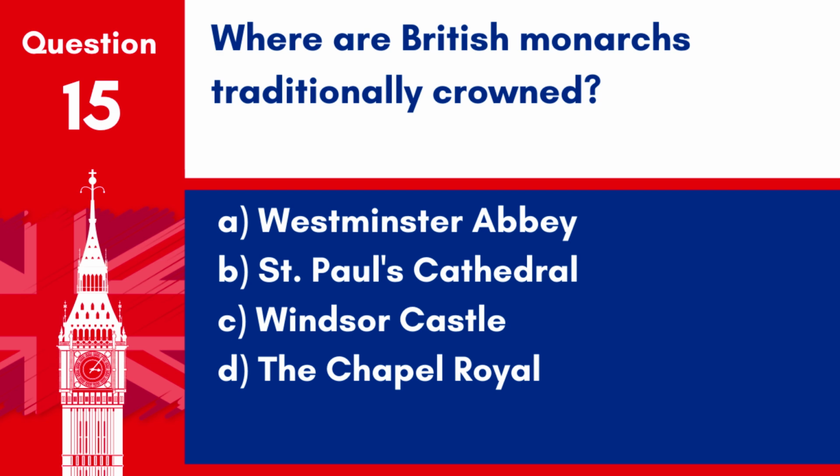Question 15. Where are British monarchs traditionally crowned? A. Westminster Abbey. B. St. Paul's Cathedral. C. Windsor Castle. D. The Chapel Royal. Answer: A. Westminster Abbey. British monarchs are traditionally crowned at Westminster Abbey.